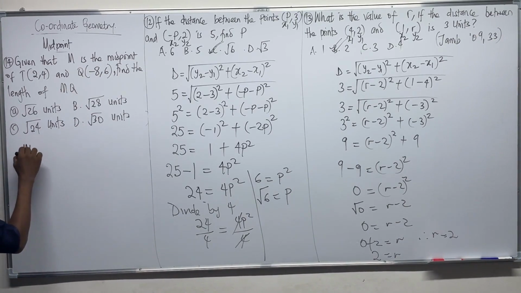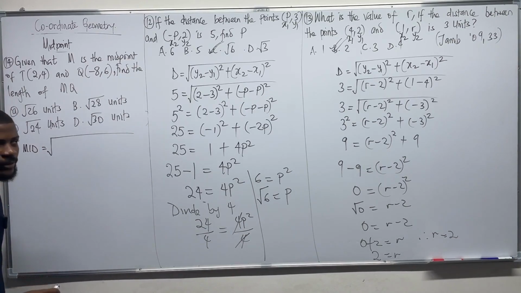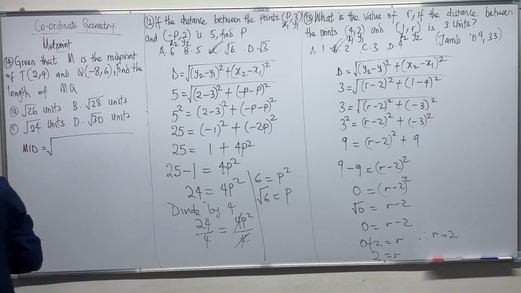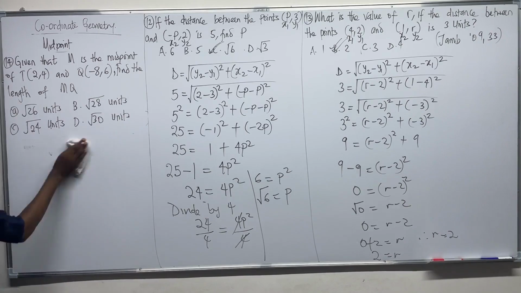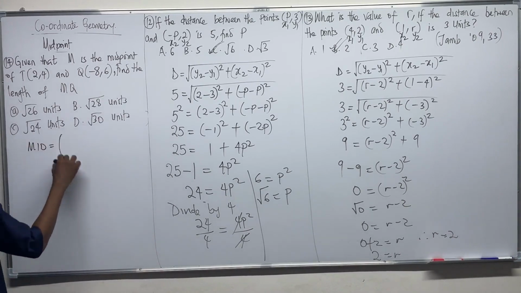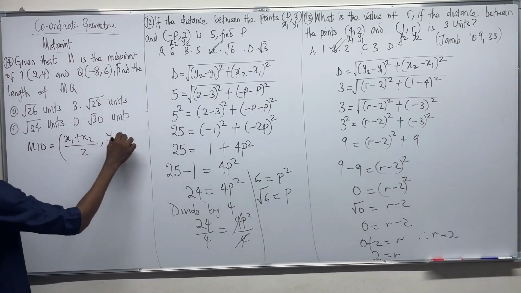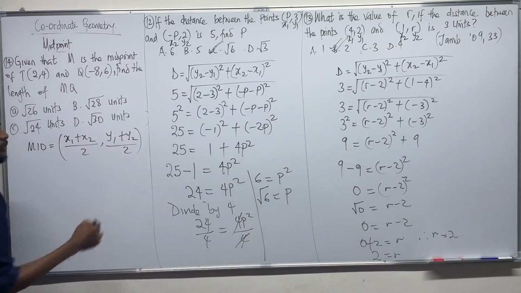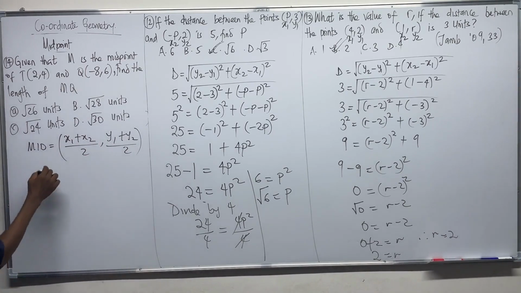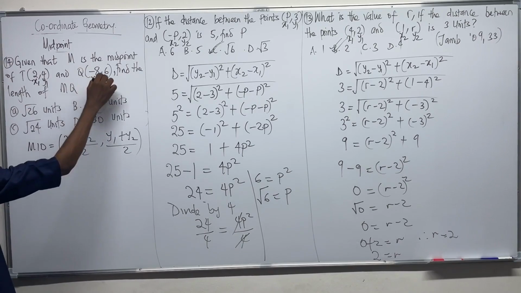So midpoint is the square root. Oh no, what is the formula for midpoint? That's not it. That's distance. I was trying to think of length. So this question is a combined question. We have midpoint in it, we also have length in it. So midpoint is (x1 plus x2) over 2, then (y1 plus y2) over 2. So that's midpoint. Next, our points. This is x1, y1. This is x2, y2.